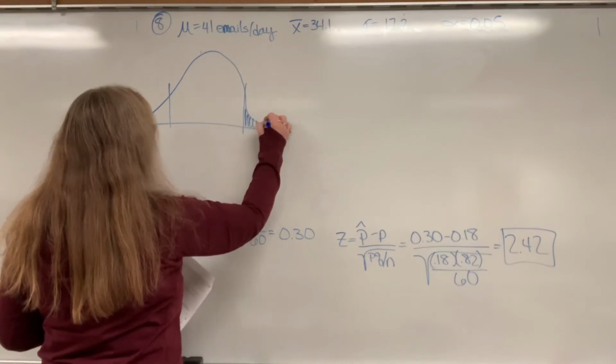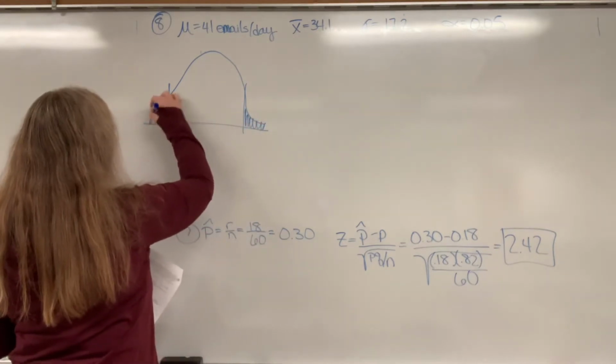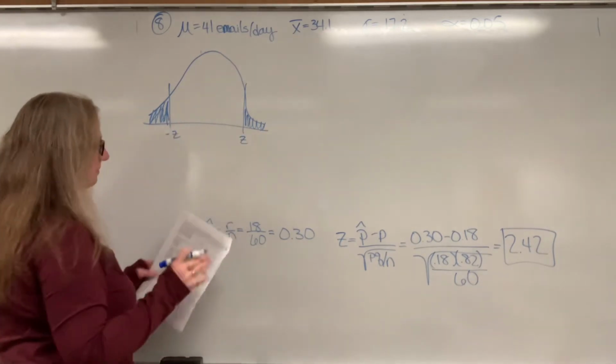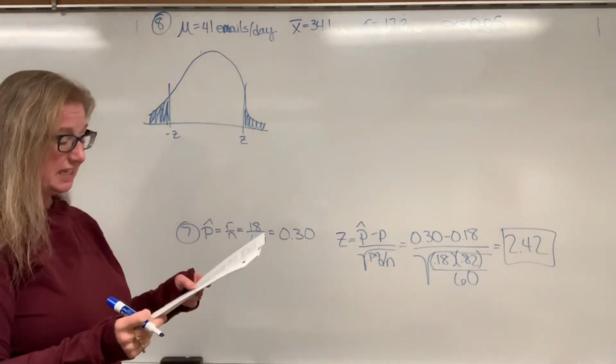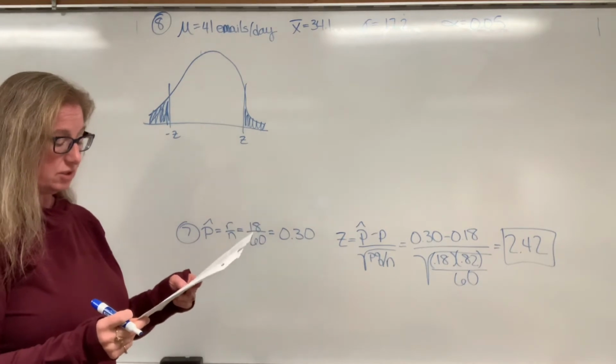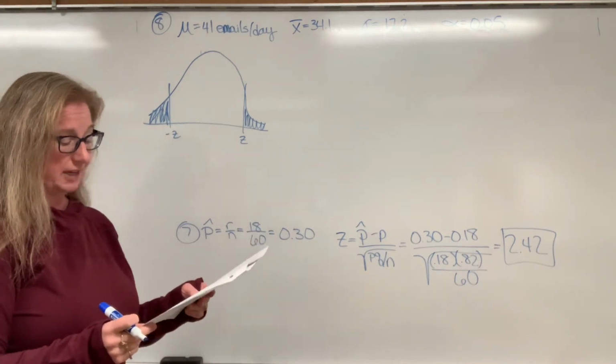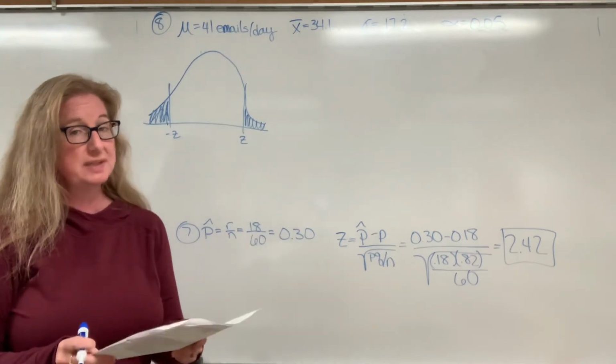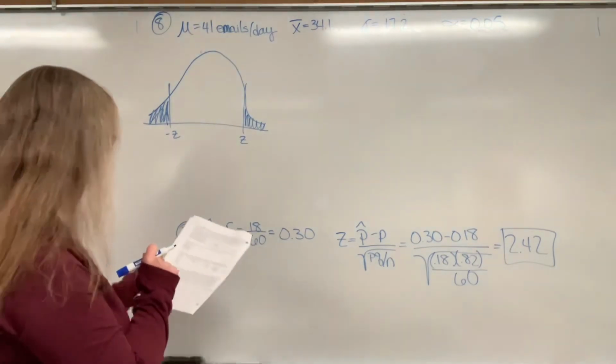Two-tailed. And I know I'm using z, so I'm going to have a z and a negative z. It wants us to find or estimate the p-value. And this is one of those where we're going to have to multiply times 2, so make sure you stay on top of this one.